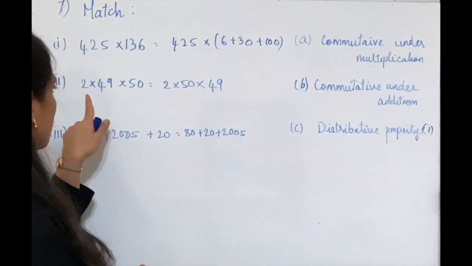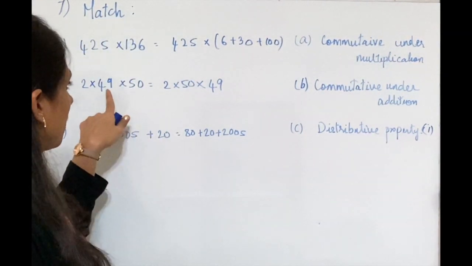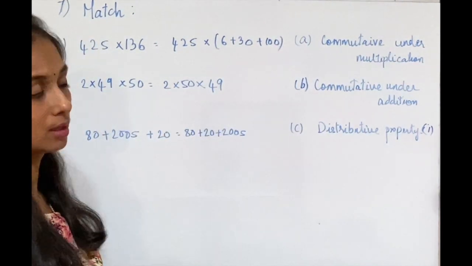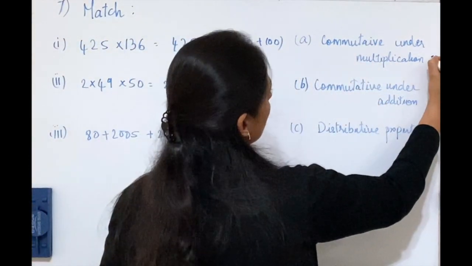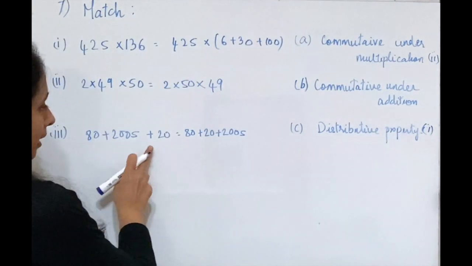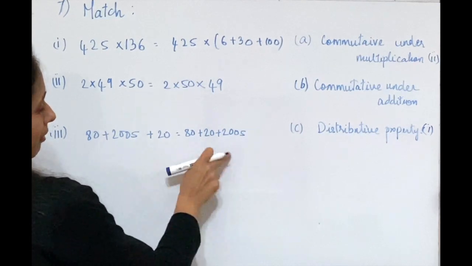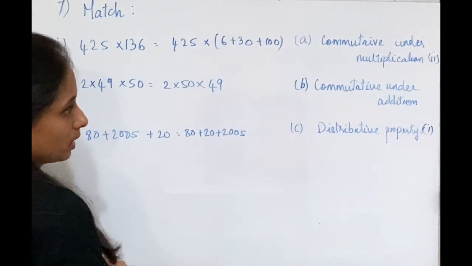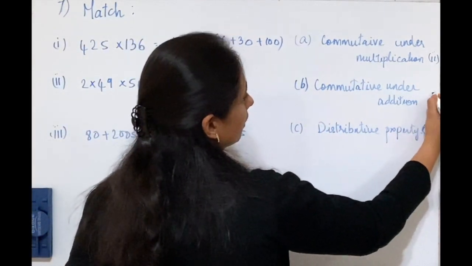Then this one, 2 into 49 into 50 is equal to 2 into 50 into 49. Only the order is changed and the sign is multiplication. What property is this? This is commutative property under multiplication. 80 plus 2005 plus 20 is equal to 80 plus 20 plus 2005. Everything is addition only, but the order is changed. What is that? Commutative property under addition.